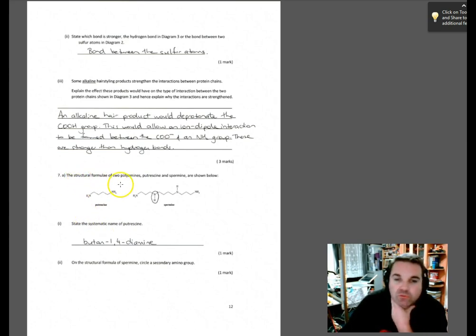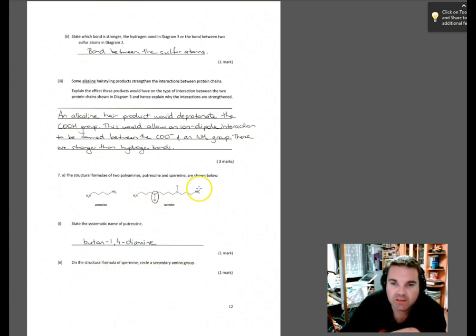The structural formulas of two polyamines, putrescine and spermine, are shown below. State the systematic name of putrescine. Each of those dots there, 1, 2, 3, 4, or kinks in the line, is a carbon atom, so it's 4 carbon atoms, which is butane. There are 2 amine groups, so it's diamine, and they're on the first and the fourth carbon, so it's butane-1,4-diamine.